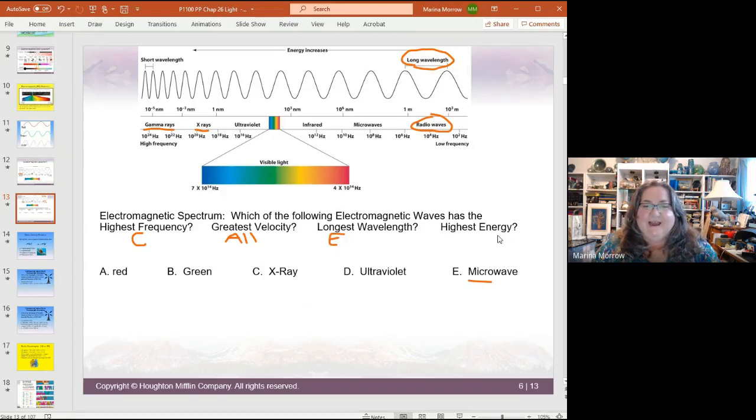And which one has the highest energy? Well, highest energy always goes along with highest frequency. So they would have the same answer of X-rays. Okay, so knowing how to rank these according to the electromagnetic spectrum is something that you'll need to know.